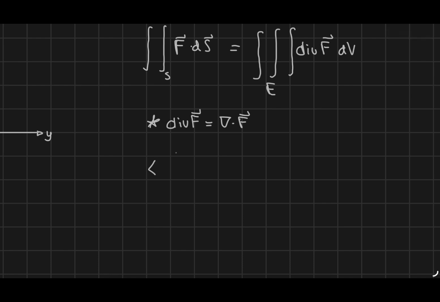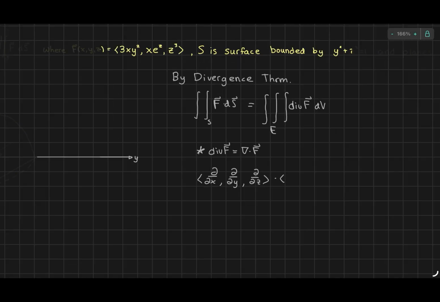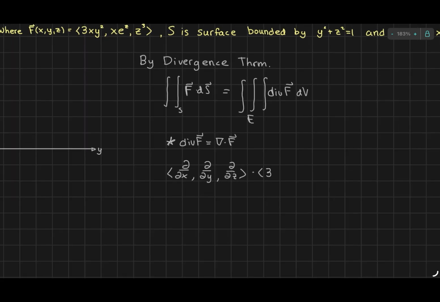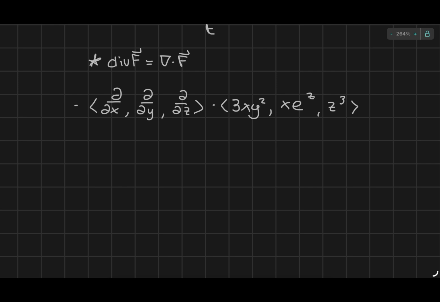So we're going to have the vector, the partial with respect to x, partial with respect to y, partial with respect to z, that is our gradient, dotted with our vector field, 3xy squared, x e to the z, and z cubed. Let's go ahead and solve this.